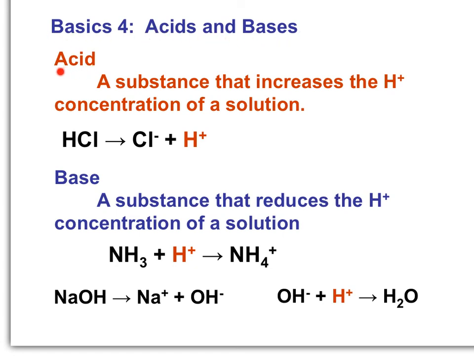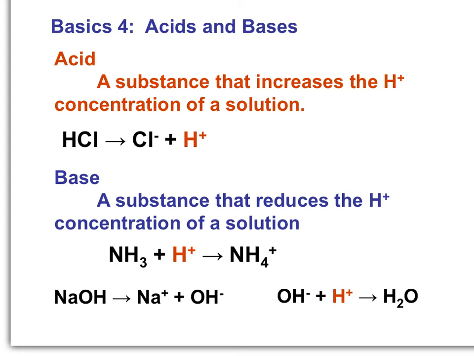Basics 4, a quick look at acids and bases. An acid is a substance that increases the hydrogen ion concentration of a solution. So hydrochloric acid is an acid simply because this hydrogen ion dissociates in a solution. This increases the hydrogen ion concentration in the solution, thus we would call HCl an acid.